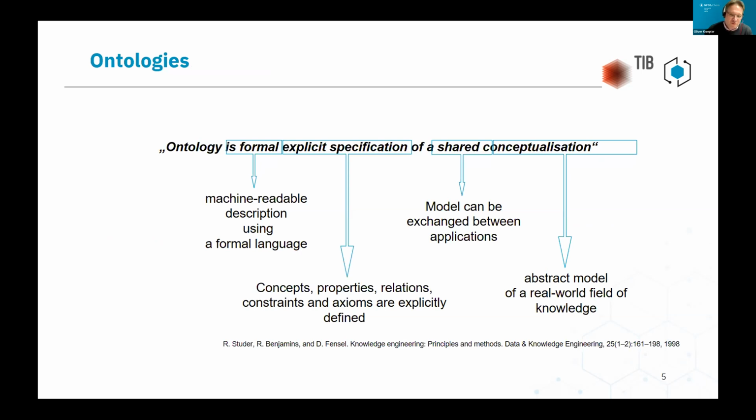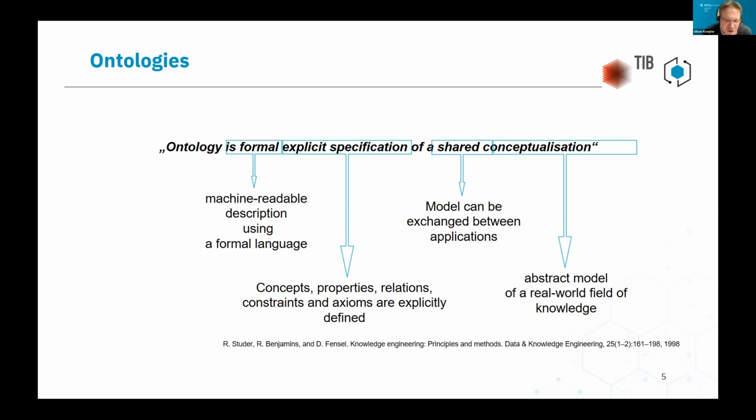Maybe let's take a moment to pause and examine what ontologies are more closely, looking at the definition by Gruber. An ontology is a formal, explicit specification of a shared conceptualization. Formal means here a machine readable description using a formal language. Explicit specification means that concepts, properties, relations, constraints, and axioms are explicitly defined. Shared refers to agreed upon by a group or applications, and conceptualization defines an abstract model describing a particular field of knowledge.